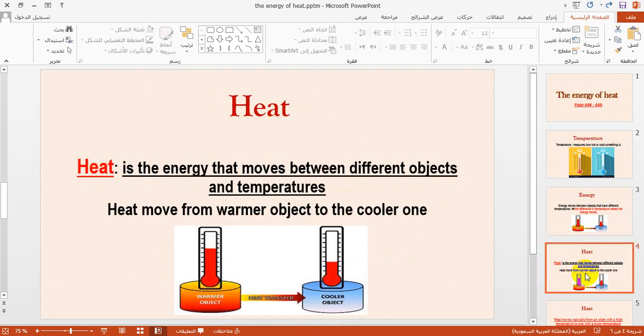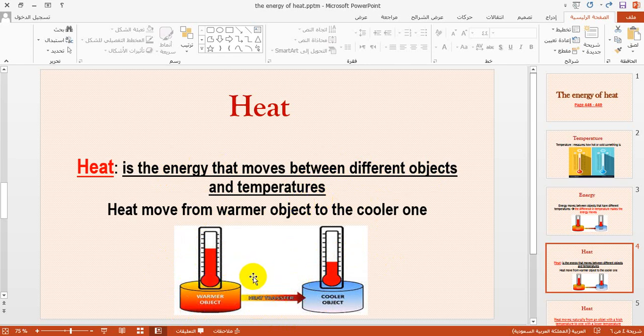Heat. What does heat mean, guys? Please try to focus on the definition because it's the most important thing in our lesson, always the definitions. So heat is the energy that moves between objects at different temperatures. What does it mean by that? See here, we have different objects with different temperatures, a warm object and a cold object. So the heat will start to move between them because what? Because there are different objects with different temperatures.